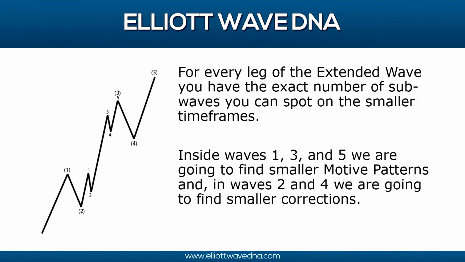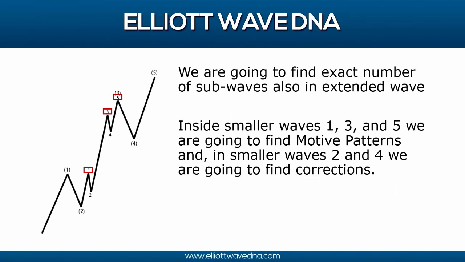For every leg of the extended wave, you have the exact number of subwaves you can spot on the smaller timeframes. Inside waves 1, 3, and 5, we are going to find a smaller motif pattern. And in waves 2 and 4, we are going to find the smaller corrections. We are going to find the exact number of subwaves also in the extended wave. Inside smaller 1, 3, and 5, we are going to find the motif pattern, and in smaller 2 and 4, we are going to find the corrections.